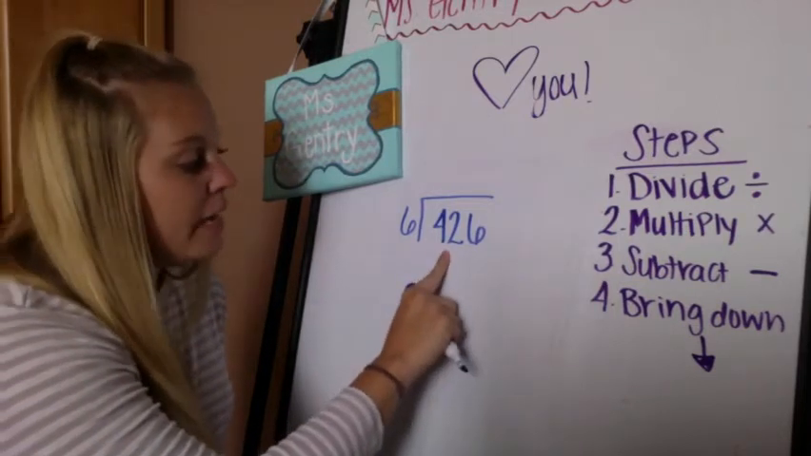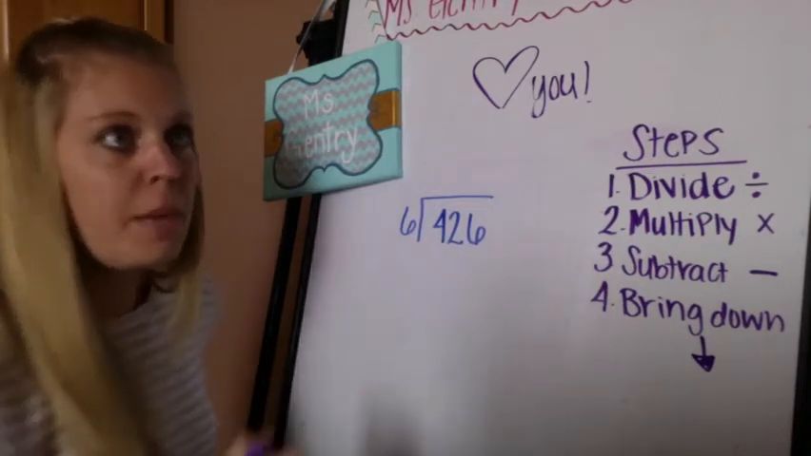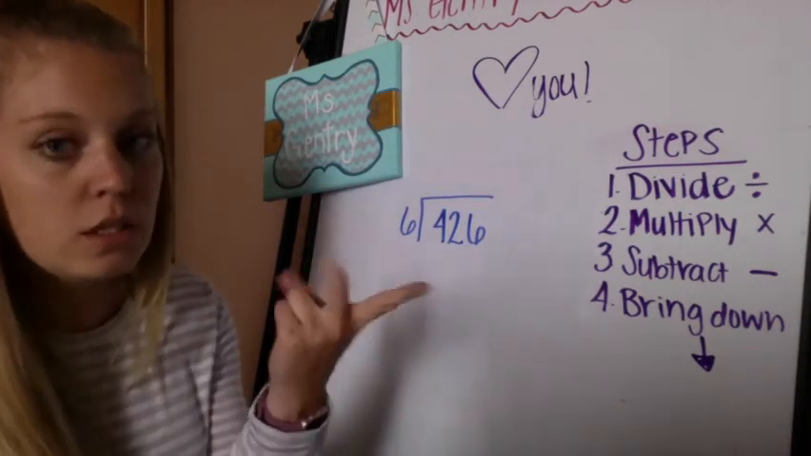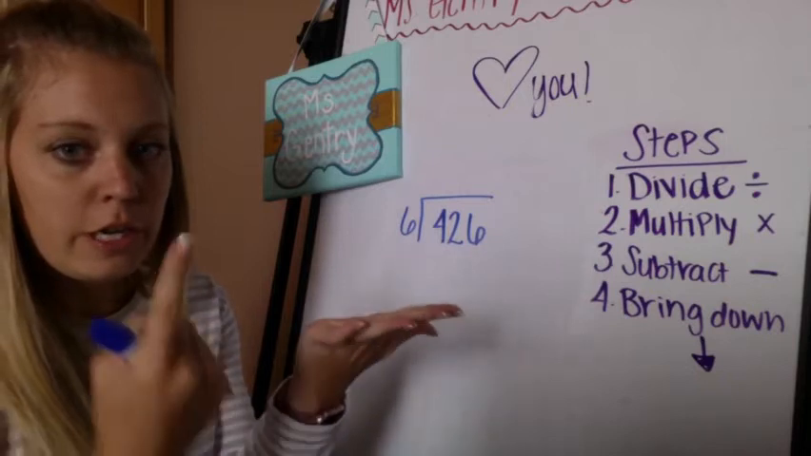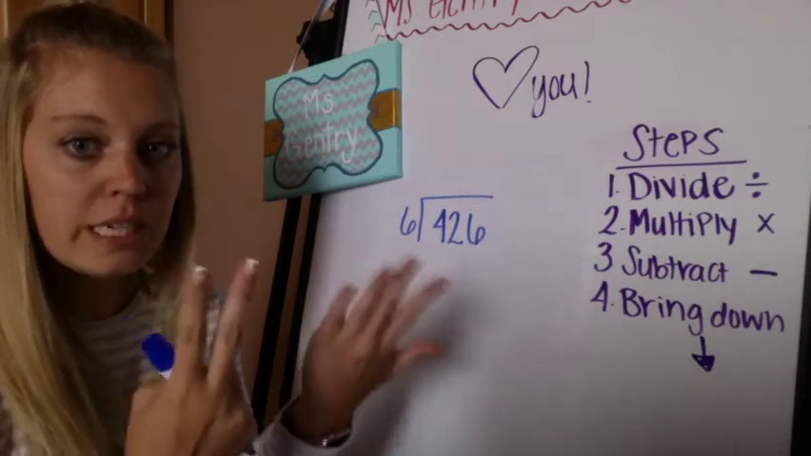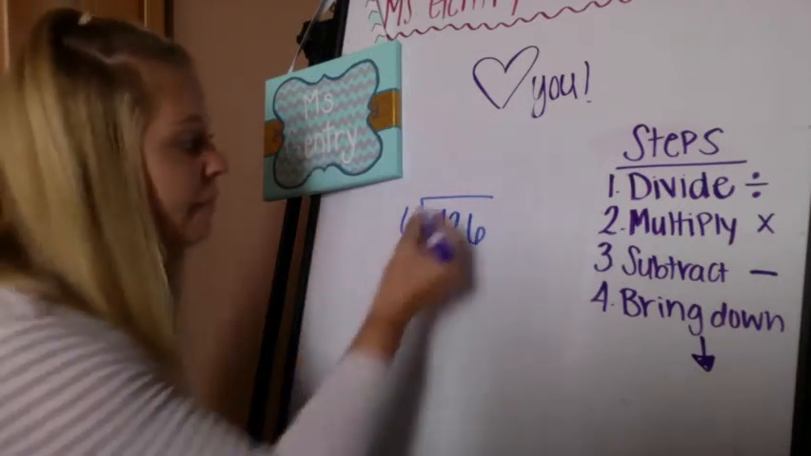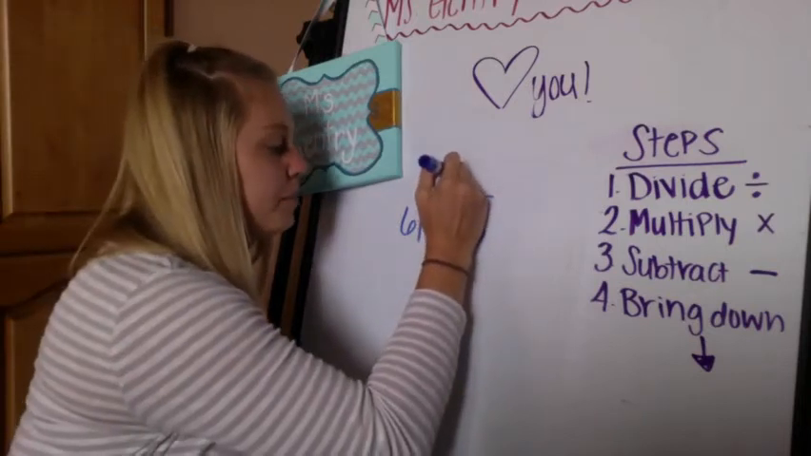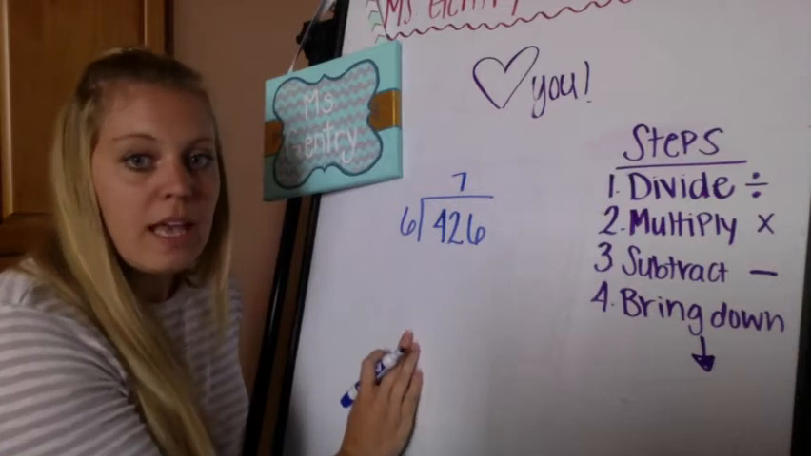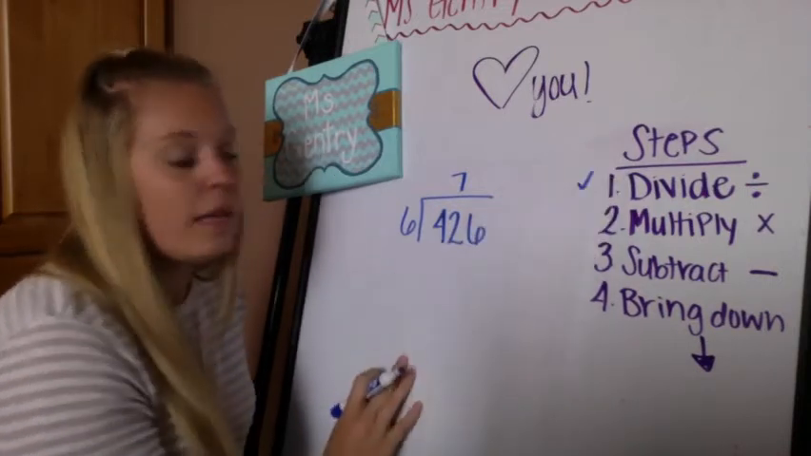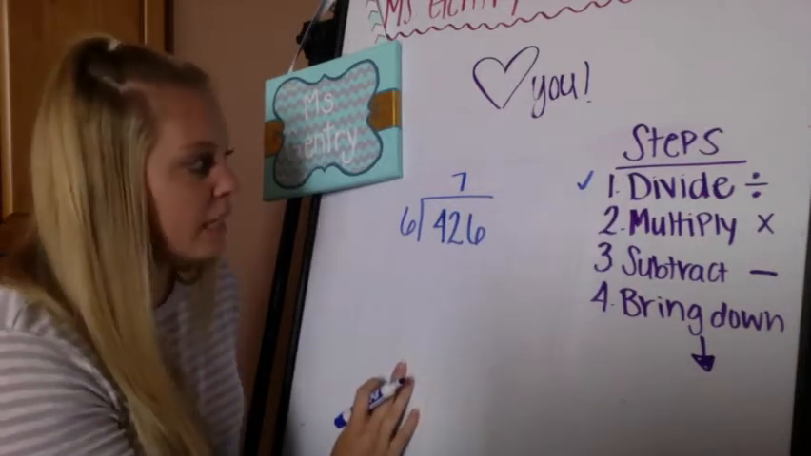6 can divide into 42. I'm going to count by 6s. 6, 12, 18, 24, 30, 36, 42. 6 can go into 42 7 times. So I just divided 6 into 42 7 times. So I got step 1 done. Now I'm going to go and multiply because that's step 2.